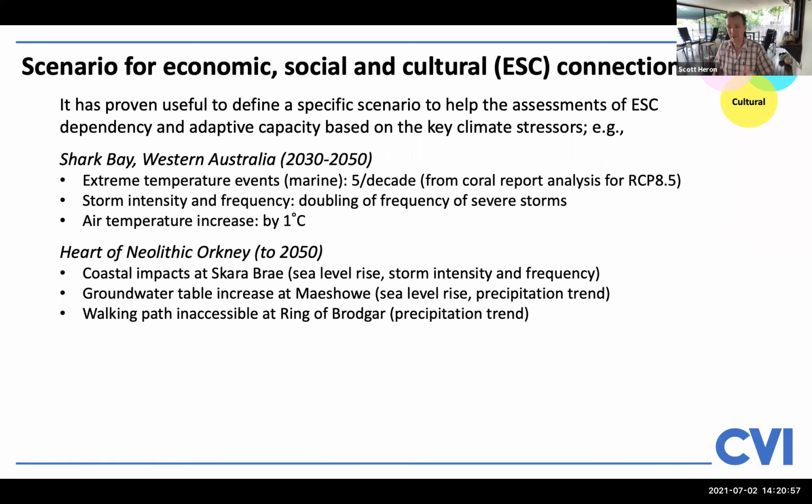Another example from a cultural property this time. Here you can see that in this workshop, the focus was on the elements of the property. Skara Brae is a Neolithic housing area. Maeshowe is a tomb, and the Ring of Brodgar is a set of stones in a circle. And so the focus was on impacts upon those properties, but impacts that were linked to the key climate stresses, and those are shown in brackets after each of the 3 points.